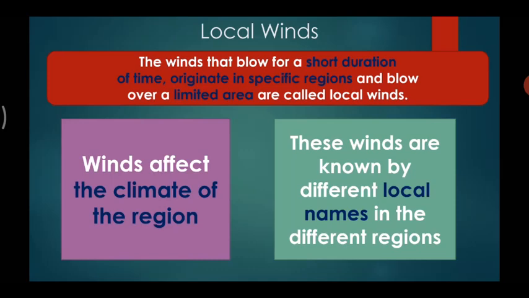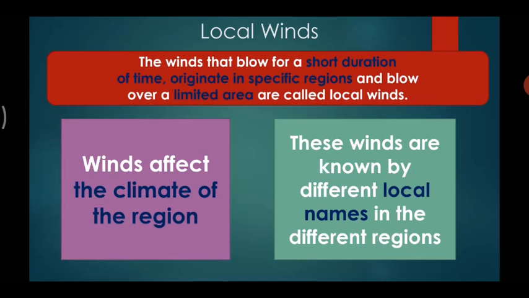Now these winds are known by different local names in different regions. That's why they are known as local winds. So always remember about local winds. They are not like the planetary winds, not like the easterlies, westerlies and polar winds. They blow for a short period of time in a particular region for a limited period.